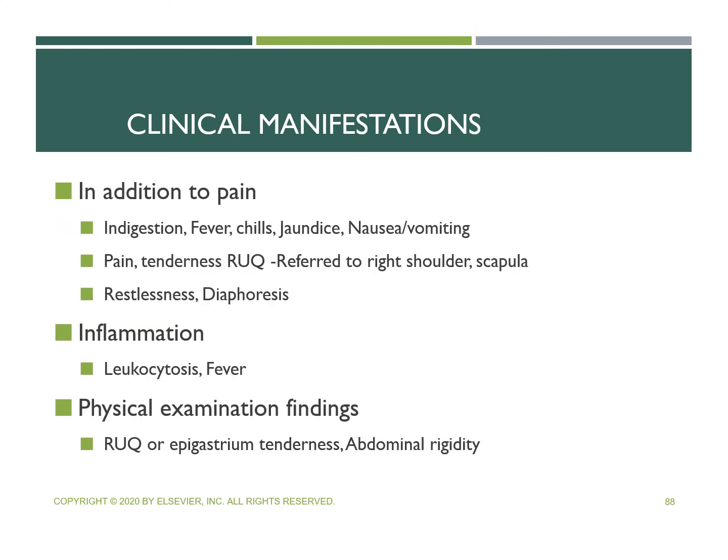Your nursing assessment for these patients is found on table 43-24 in your book. In addition to the pain, they might experience indigestion, fever and chills, like we had just mentioned, jaundice, nausea, and vomiting. And that pain can also be referred to the right shoulder and scapula area. They could be very restless and diaphoretic. There could also be signs of inflammation, such as leukocytosis and the fever, and they're going to have some guarding to that right upper quadrant on the physical exam.